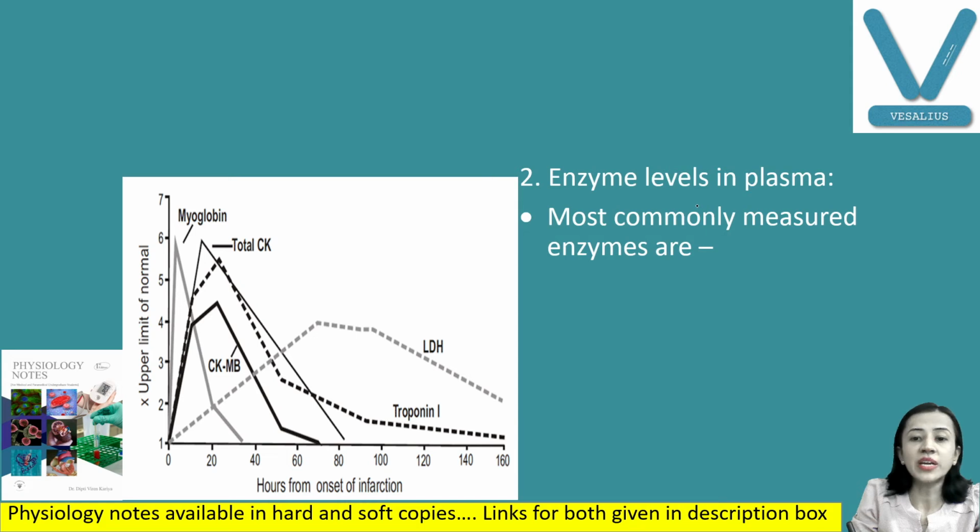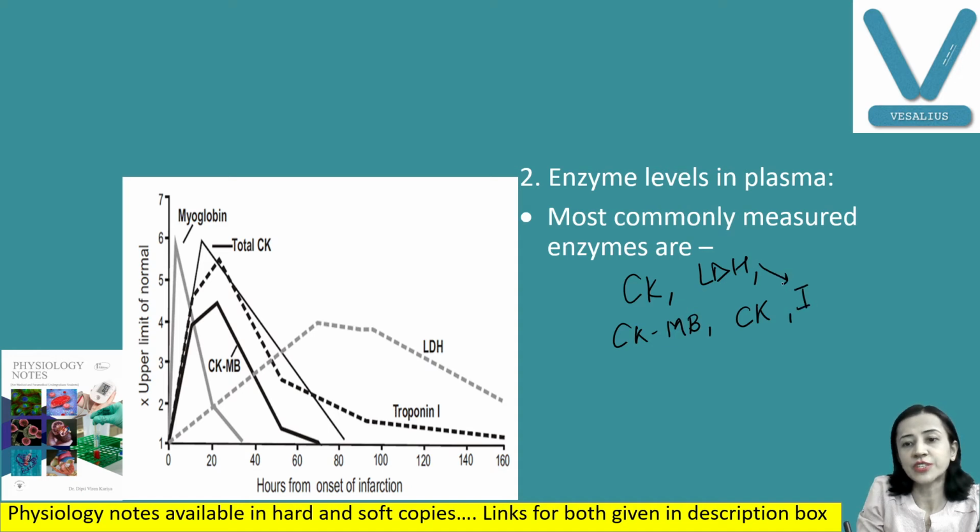Okay, the most commonly measured enzymes are CK, creatine kinase, LDH, lactate dehydrogenase, and a more specific enzyme, CK-MB. Creatine kinase MB is an isoenzyme of CK, and fraction 1 of LDH.